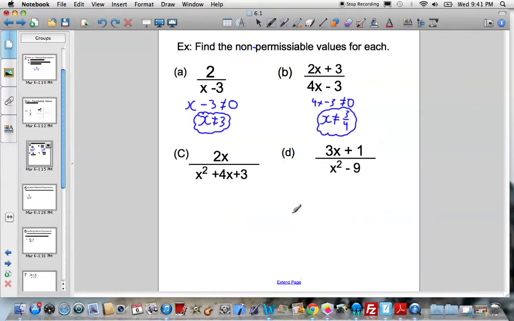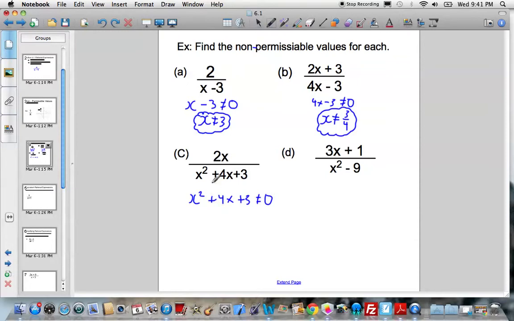Well, there are cases where, if you notice, we have a quadratic expression that is factorable right here. Same with this one. These guys are factorable. So when we're looking for non-permissible values, we always have to make sure that we factor. So we'd have x squared plus 4x plus 3 cannot equal 0. This is a quadratic equation that you have to solve.